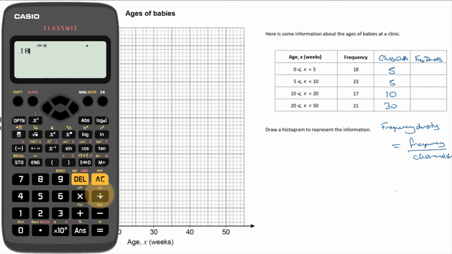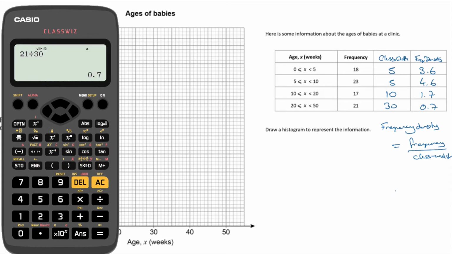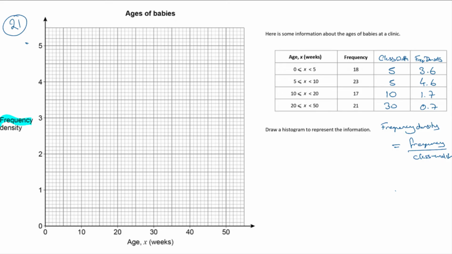So 18 divided by 5, that is 3.6. 23 divided by 5, that is 4.6. 17 divided by 10, I know, that's 1.7. And 21 divided by 30, I know, that's 0.7. Okay? Right, so now I know the heights of all my bars because it's frequency density that needs to go on the scale, this one.